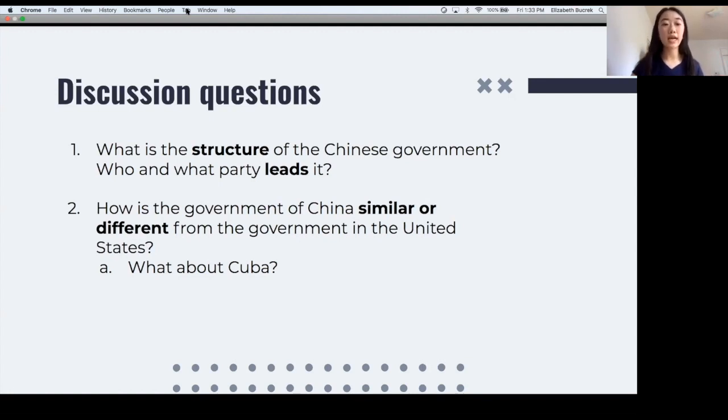And because China has no term limit on presidency, the current leader, Xi Jinping, can be president until the end of his life, which could be as long as 20 or 30 years. So it's a long presidency. In terms of Cuba, there are also similarities since in Cuba, the leader is also head of the Communist Party, and most of the members are appointed by the Communist Party.